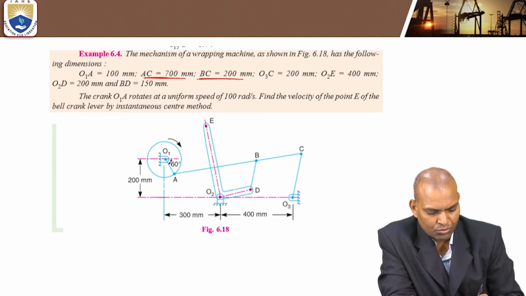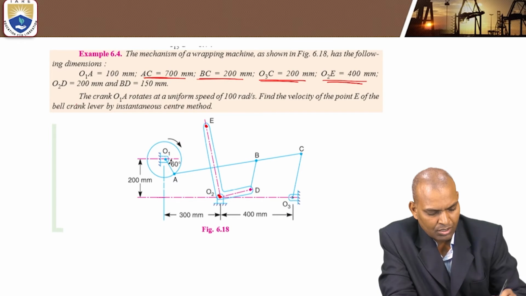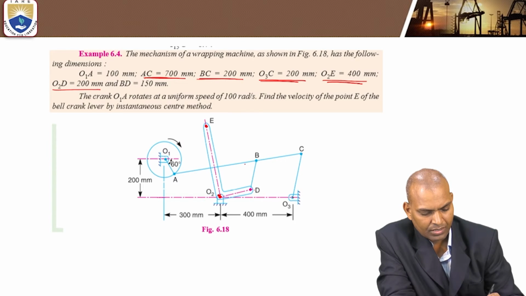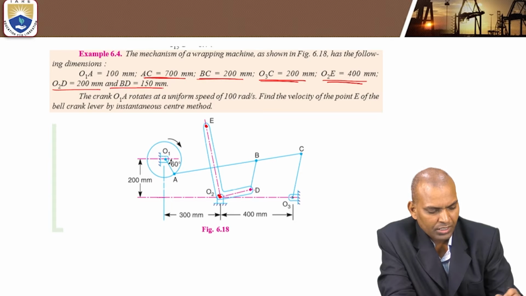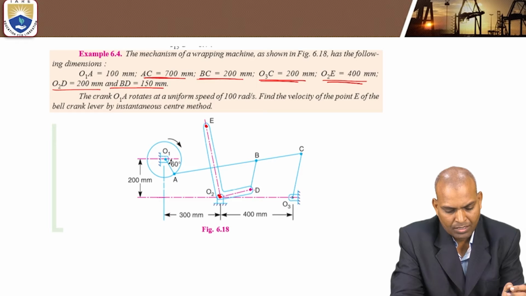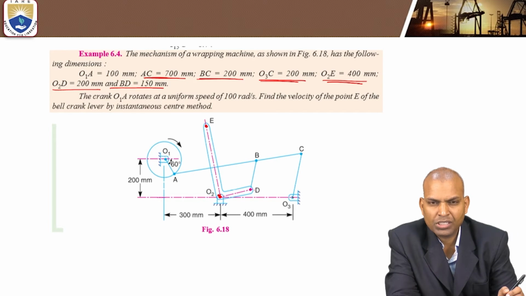From link O3 to C, O3C is 200 millimeters. O2E is 400 millimeters. O2D is 200 millimeters. And finally, the link BD is 150 millimeters. So this is the mechanism of a wrapping machine.